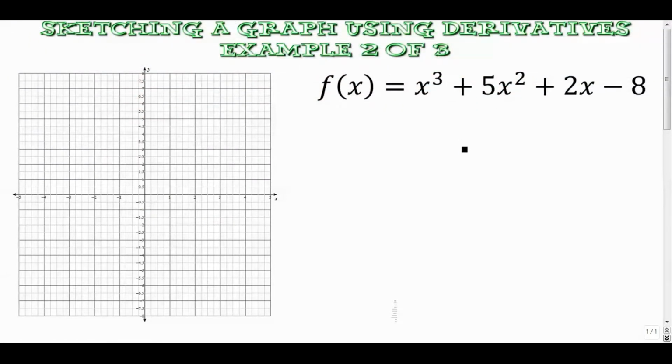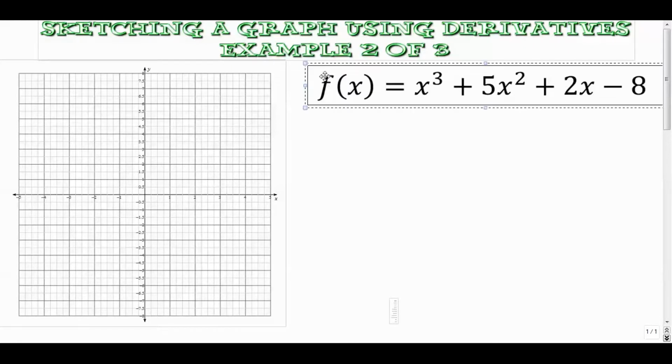This is part 2 of my 3-part series on how to sketch a graph of a function without really using a graphing calculator, but instead using first and second derivatives. On your screen right here you see a 4-term cubic polynomial, and our job of course is to come up with a sketch of this without using a calculator, and we want to do it pretty accurately.